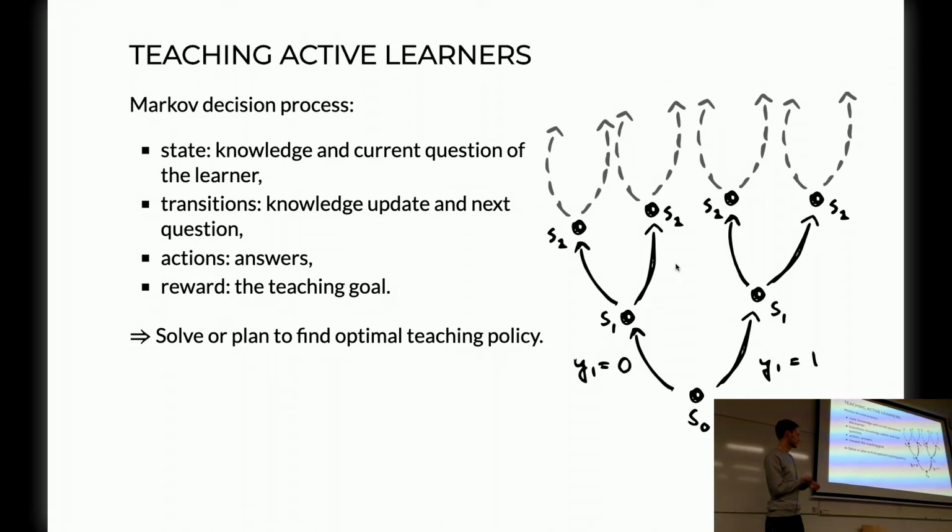And then this continues as far as we define some horizon. So, in the end, if you define, for example, a horizon of 3 steps, you will get into some state, and you can then compare that to your teaching goal to set some reward in the process. And now the task is to just solve this. Hope this was clear.